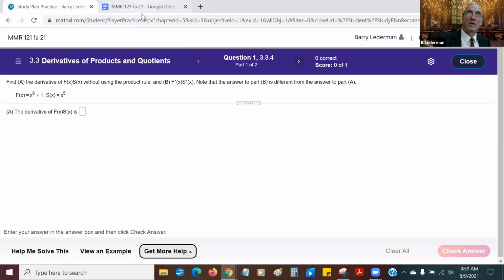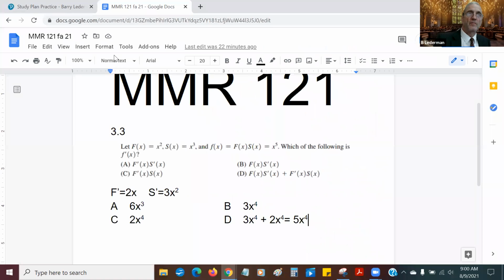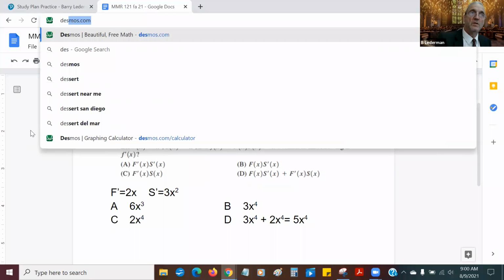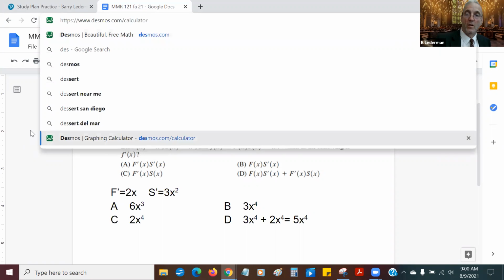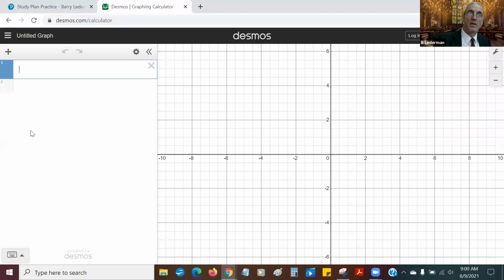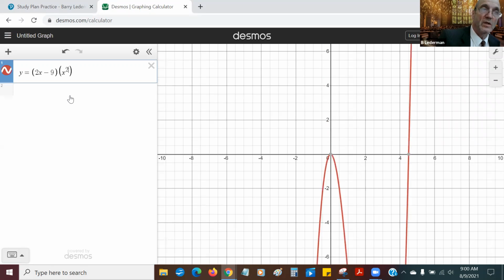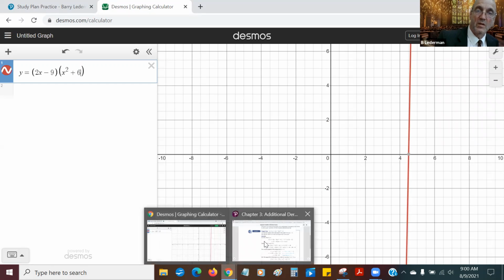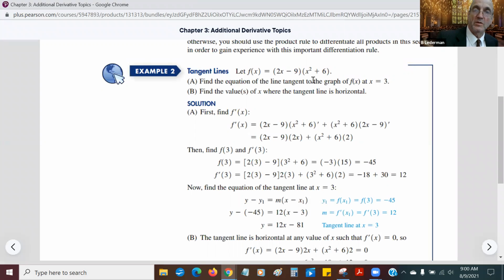Here we are. Very annoying. Just go to Desmos. So I say y equals 2x minus 9 times x squared plus 6. I'm just going to check that I got this right. I think that's what it was. Let me just check. 2x minus 9, x squared plus 6.